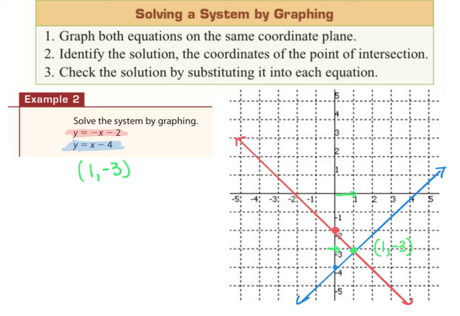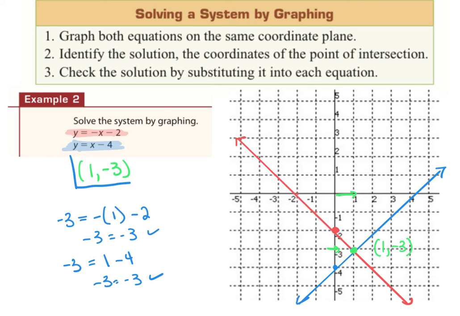There is a way to check it. You're going to check it just like we did our first example. You can plug it back in if you want to check these. So y equals negative x minus 2: negative 3 equals negative 3. That is true. y equals x minus 4: once again, negative 3 equals negative 3. You can see that my answer holds true. This is the correct answer to this question.